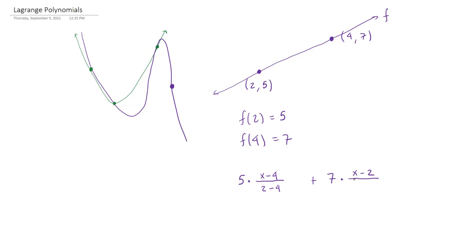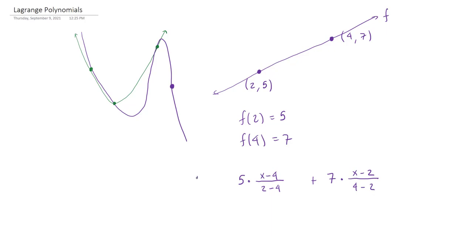And I play the same game over here. If I want to get 7 out, I need to put the 4 in. Over here, when I put x equal to 4, I get 0, so this summand goes away. And over here I'll get 7 times, well, 4 minus 2. I don't want 4 minus 2, I want to multiply by 1. So I'm also going to divide by 4 minus 2.